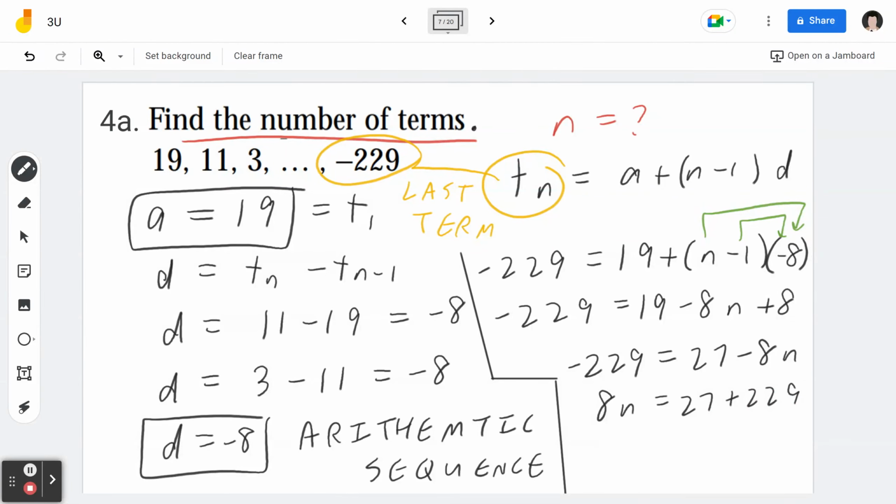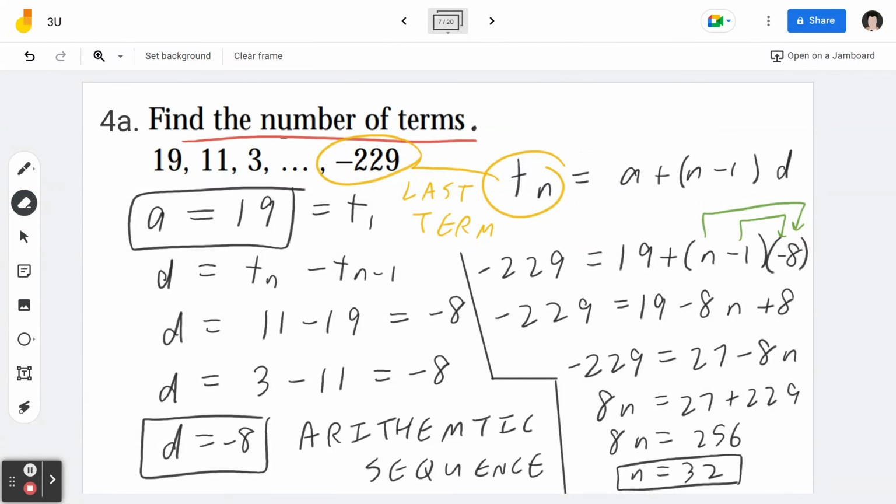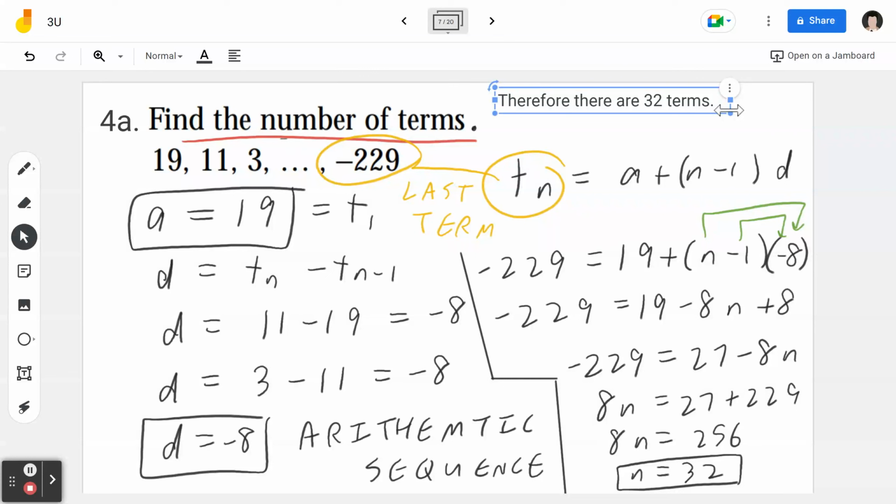And again, you can do some mental math. You can grab a calculator, but 229 plus 27 is 256. And of course, the opposite of multiplying by 8 is to divide by 8, and n is going to be 32. Now, I'm running out of space, but I need you to write down the final statement. So here's a text box. We're going to write down, therefore, there are 32 terms. Let me fit this in the right top corner, just like that. Now, ideally, you should write at the bottom, but again, I'm running out of space, but that's it. There are 32 terms.